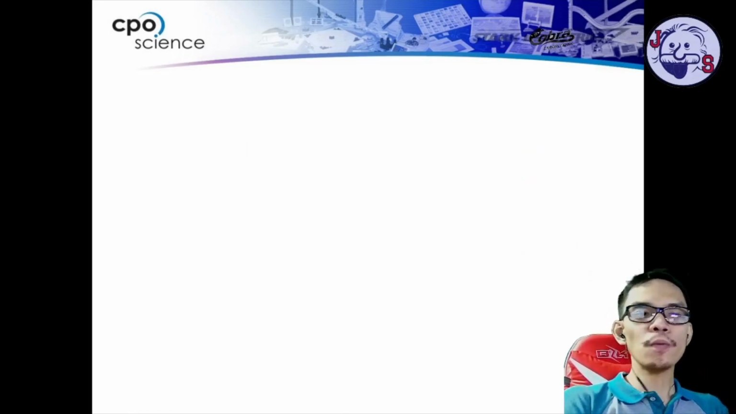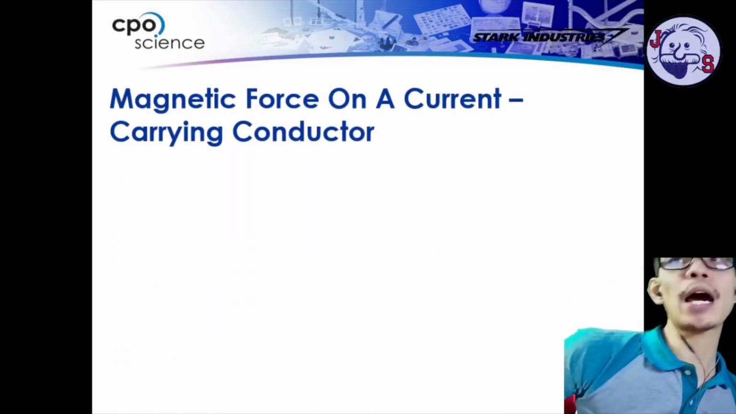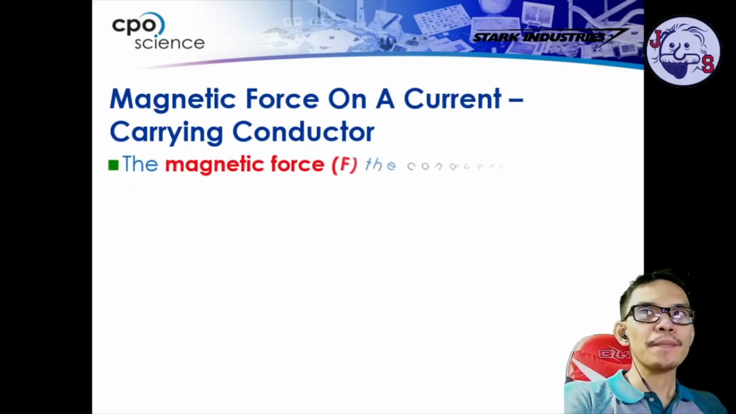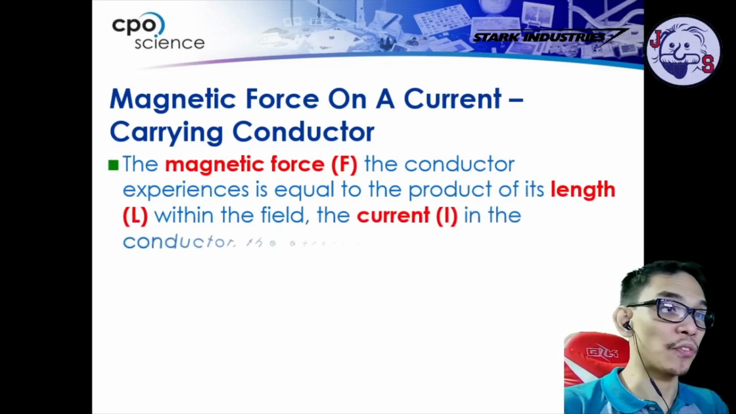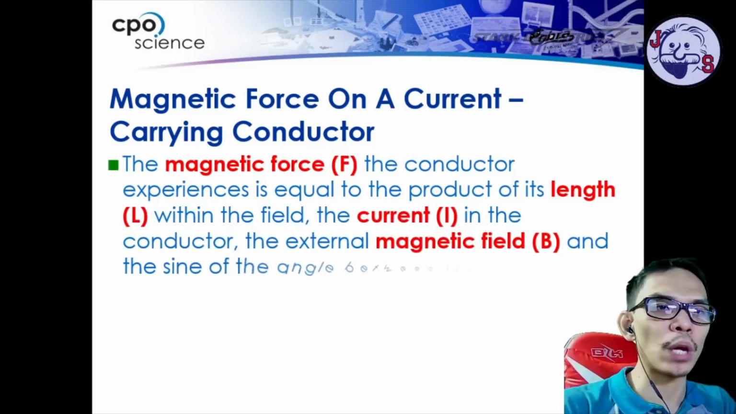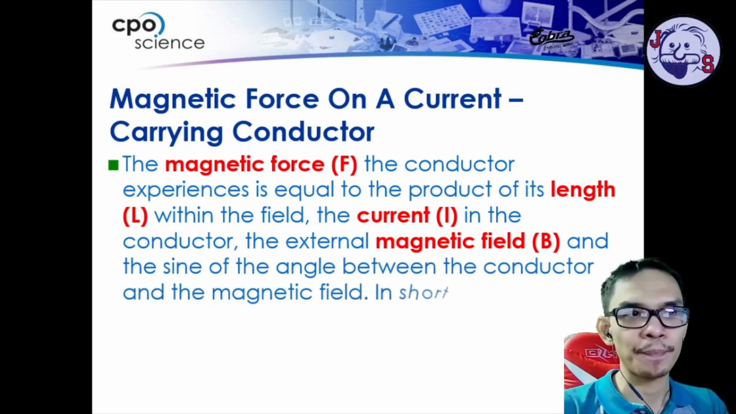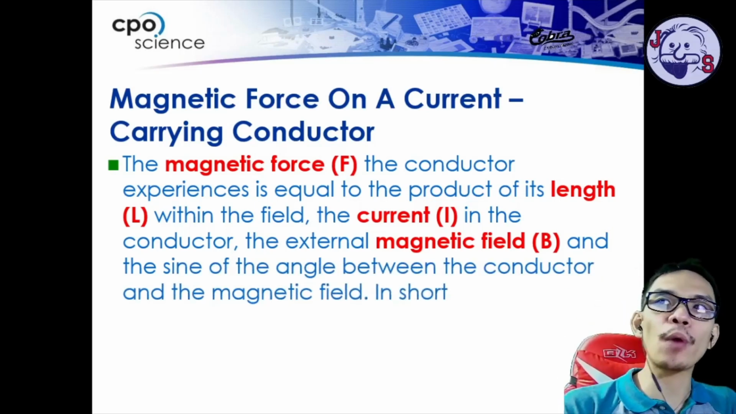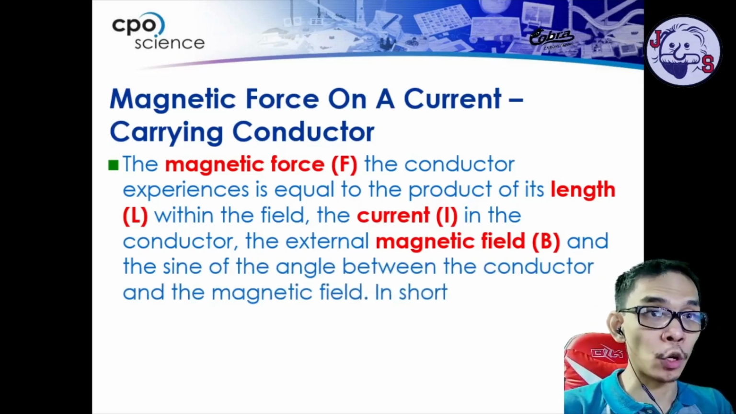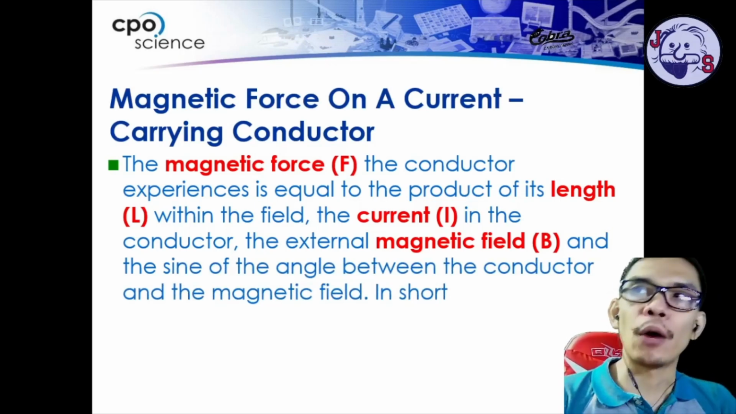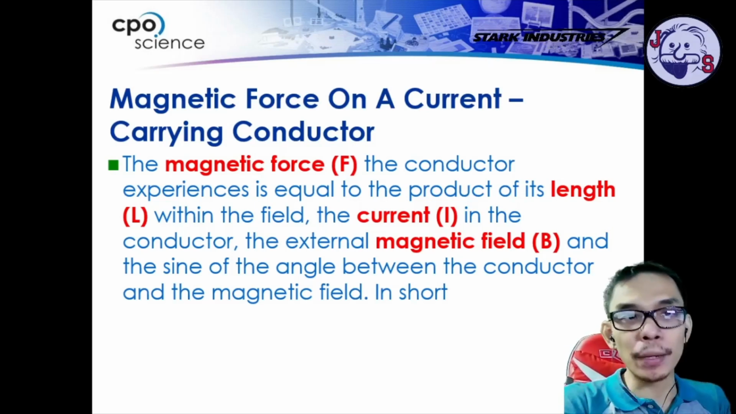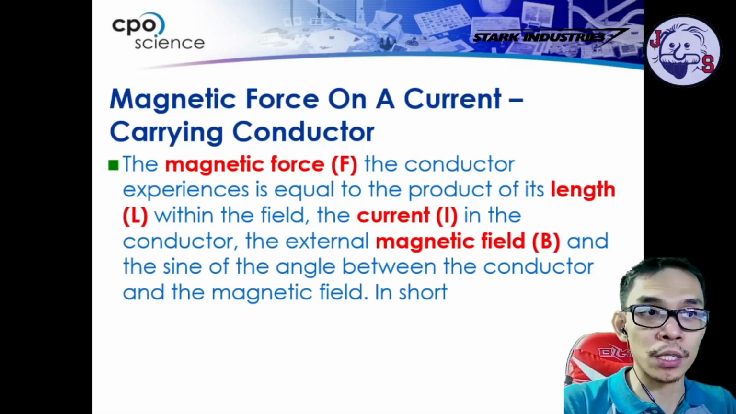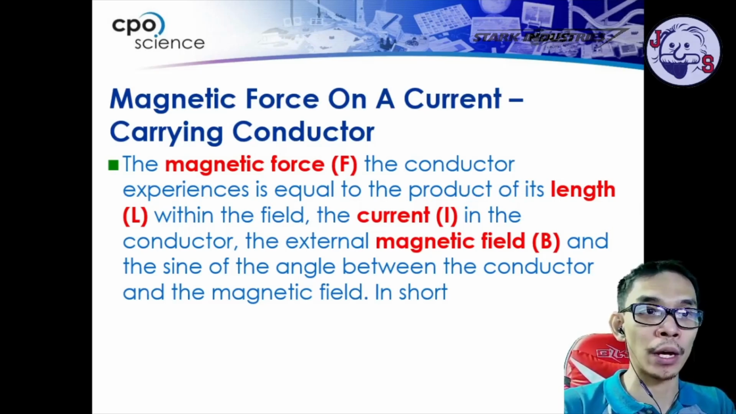The magnetic force on a current carrying conductor is equal to the product of its length within the field. So, what is the length that we are talking about here? The length of the wire. And the current inside the wire is also noted here. Around the wire is the external magnetic field coming from the permanent magnet that you saw in the demonstration video a while ago.